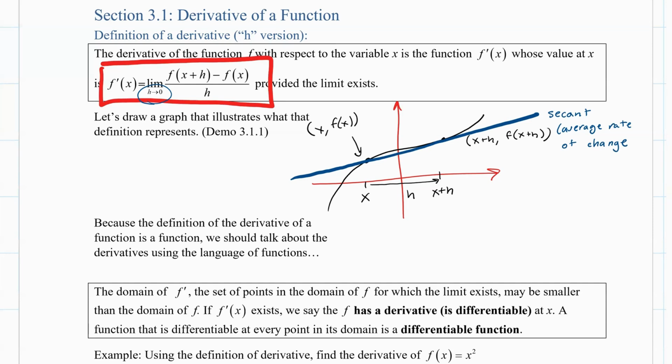What happens is that if h gets closer to 0, then these 2 points get closer together. And ultimately, h is so small, it's like the 2 points are right on top of each other. When we get to that point, this line is no longer a secant line. It's referred to as a tangent line.